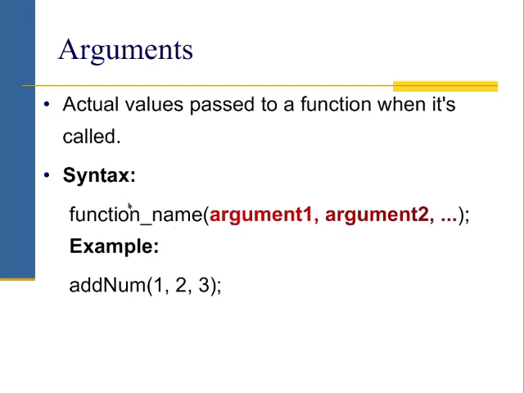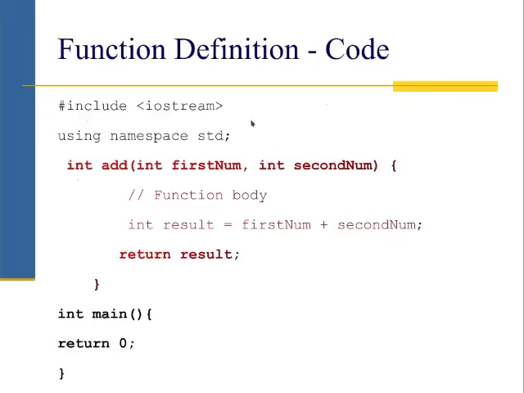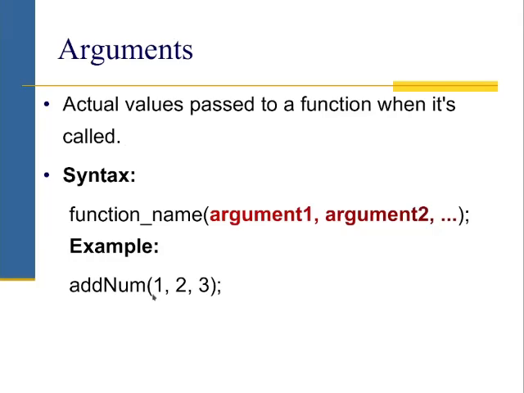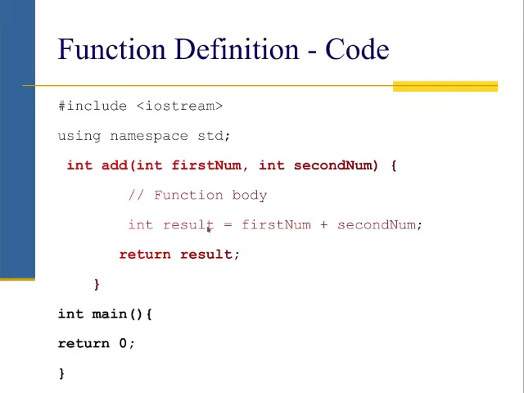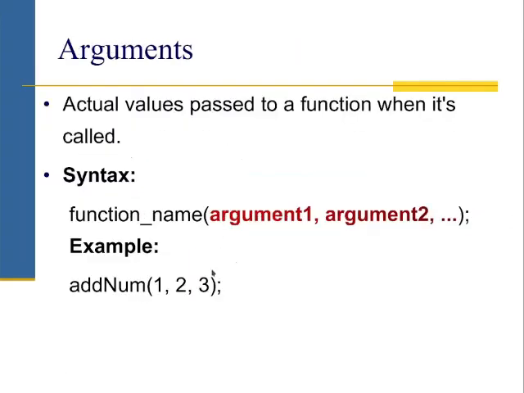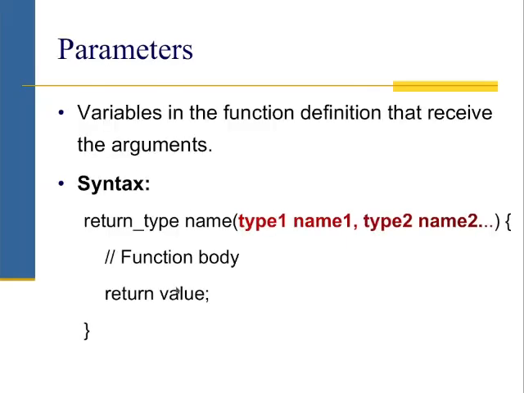Then the argument: the actual values passed to a function when it's called. So let's say this is my function name. Let's take for instance this function. To call it, you have to use add and open bracket, give it a number here, comma, another number, just like this. It is going to get inserted here. These variables will store them. The arguments are the 1 and 2 we are going to insert.